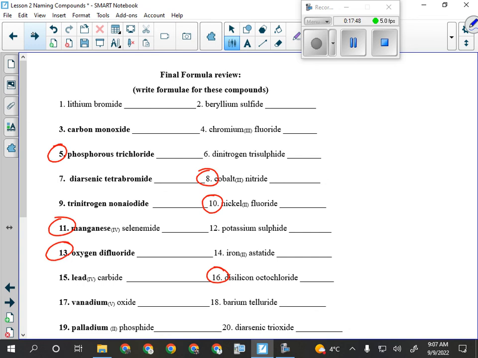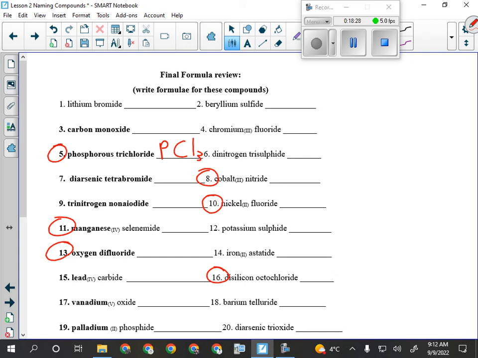All right, I would like you guys to write the formulas for the 6 that are circled there, please. Okay, let's have a look at these ones. So our first one there, number 5, ionic or molecular? Carson? Molecular. It's molecular, okay, both non-metals. So the formula for phosphorus is P, and it's with chlorine, which is Cl. There's no prefix on phosphorus, so we have to assume that it's a 1. And there's a prefix of tri on the chlorine, so we would be looking at PCl3.